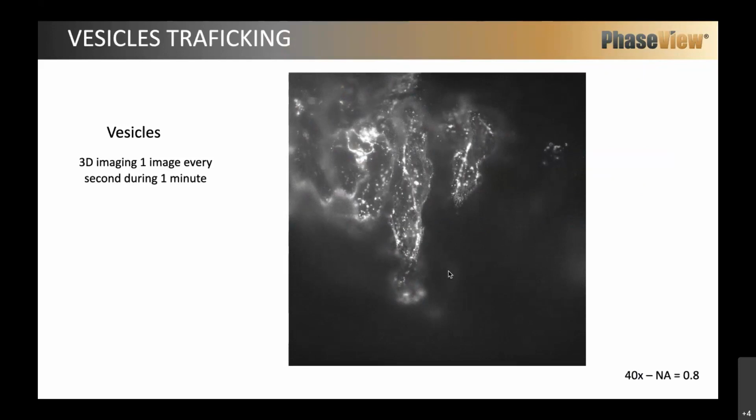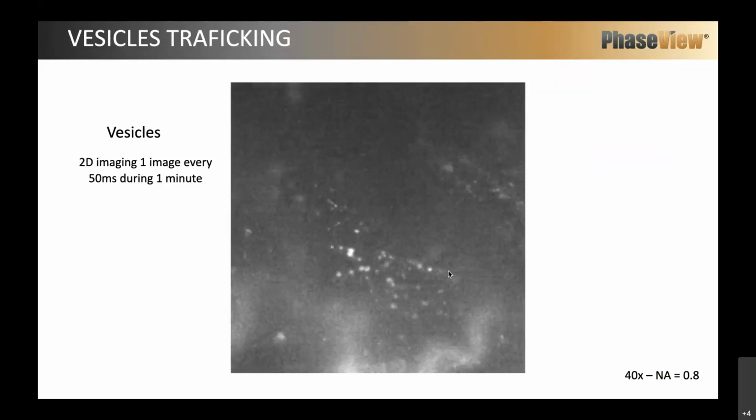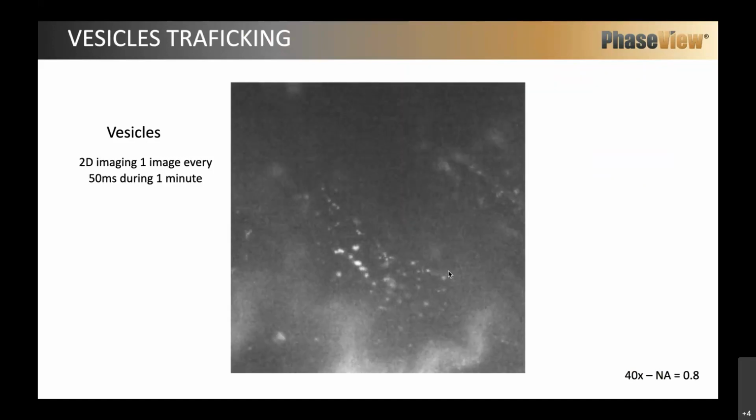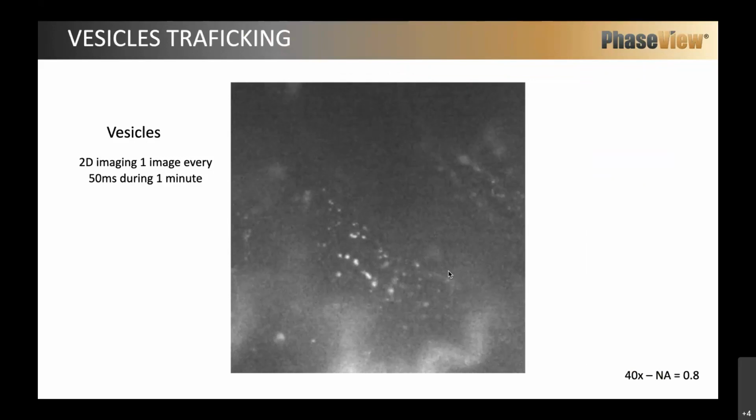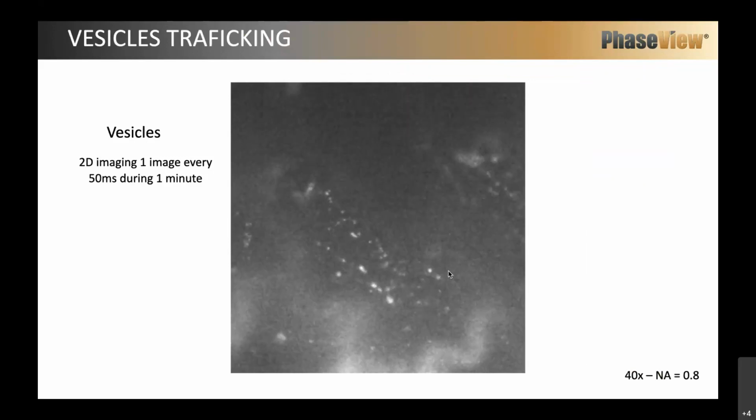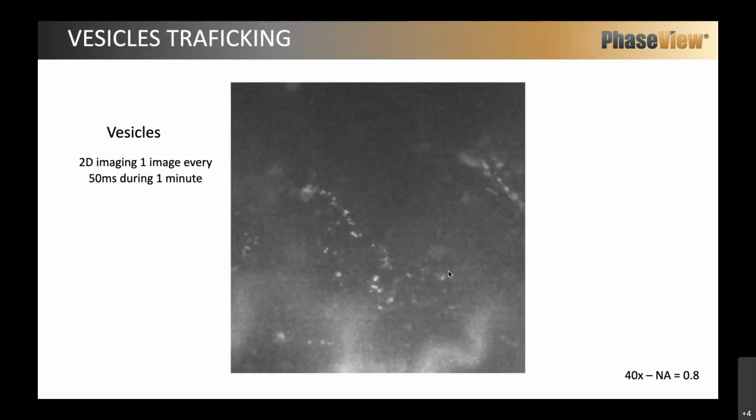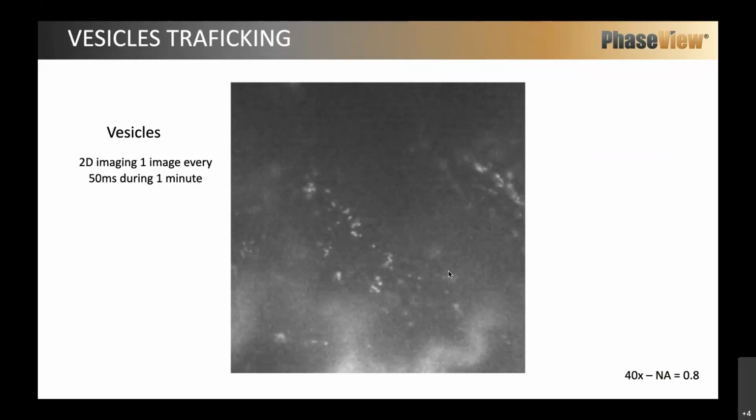And if you don't need 3D, but you really need really high temporal resolution, you can do imaging of just one slice over time. And here, for example, it's one image every 50 milliseconds during 1 minute. And so you can really follow the movement of the vesicles.